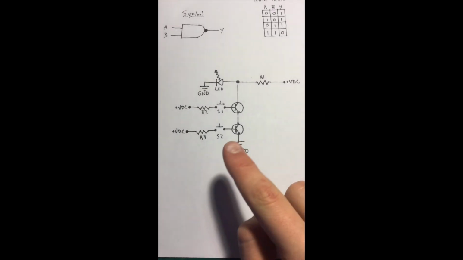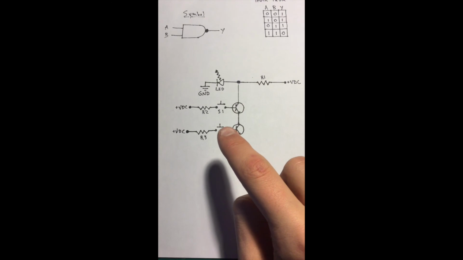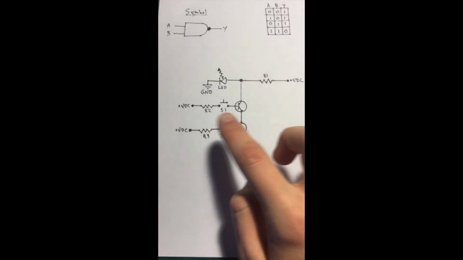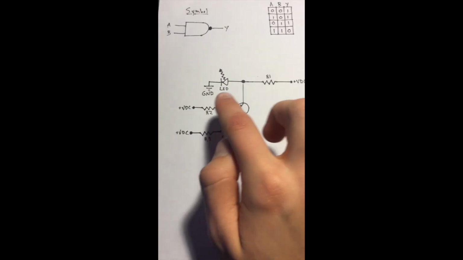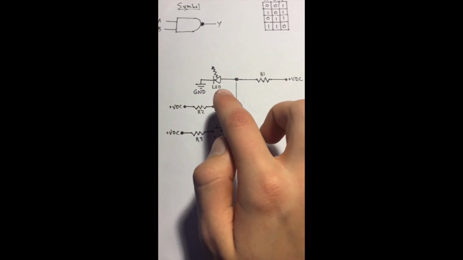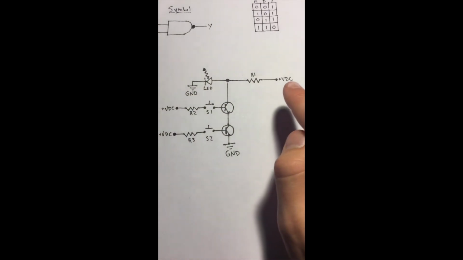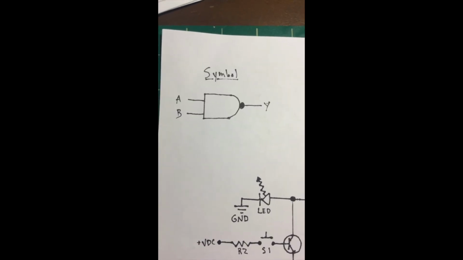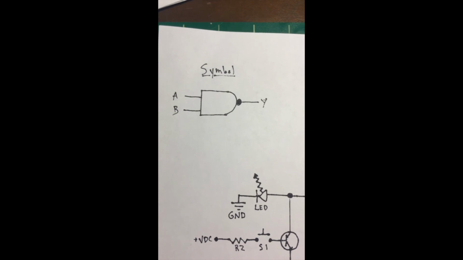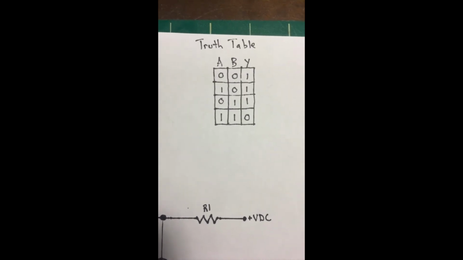This is the NAND gate schematic. We have our two input switches, S1 and S2, connected to our NPN transistors. Up here is the output, our LED, that goes towards ground, and the voltage that feeds it comes in through this resistor. This is the NAND gate symbol, and this is the NAND gate truth table.